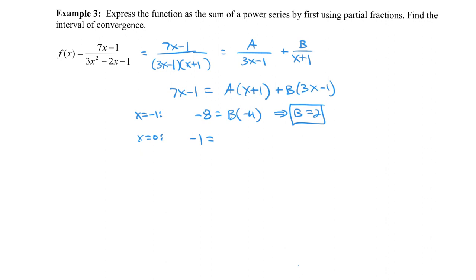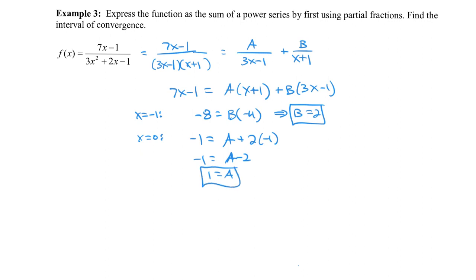I plug in a 0, so I just get a, plus b, which I'm going to write as a 2, since I know b is 2. I plug a 0 in here, I'm going to get -1. So -1 equals a minus 2. Right, a minus 2. So I add 2 to both sides, and I get 1 equals a.